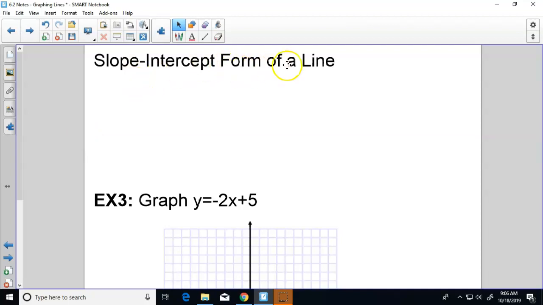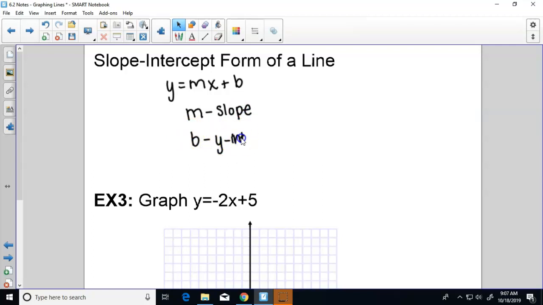So slope-intercept form of a line, this is the one that you probably remember, y equals mx plus b. That letter m, what does it represent? Do you guys remember? That is your slope. And the b, what does it represent? That is your y-intercept. And the y-intercept means the place it crosses the y-axis.